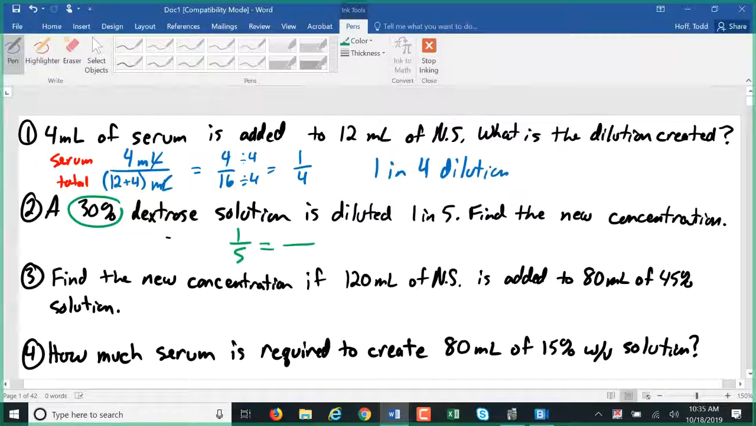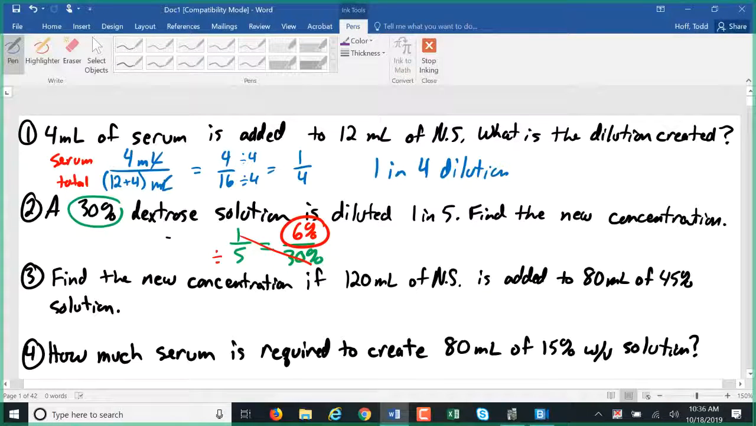30% is the concentrated percent. It's the higher percent. We're diluting it, so we're expecting the percent to get smaller. So the 30% goes with the 5. We can cross multiply and divide. 1 times 30 is 30, divided by 5 gives us 6%. So that diluted solution after the 1 in 5 dilution is 6%.